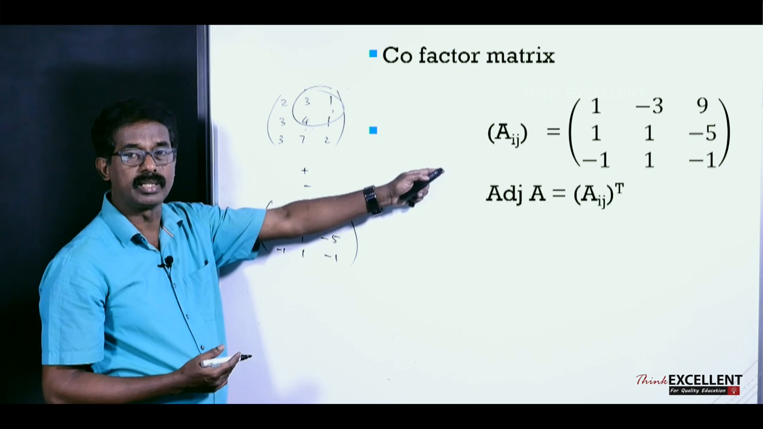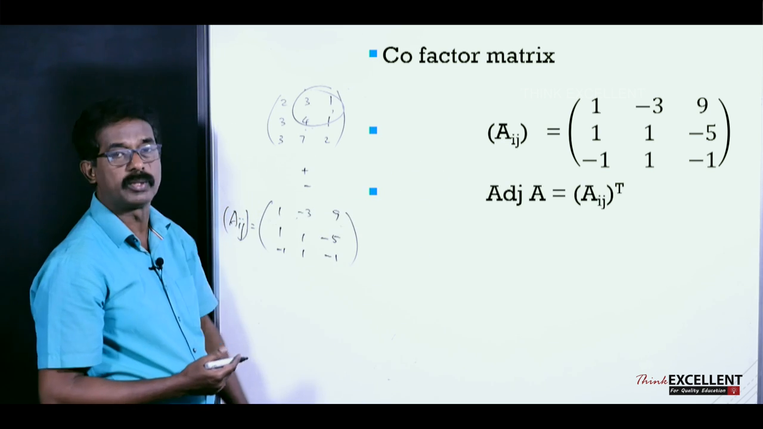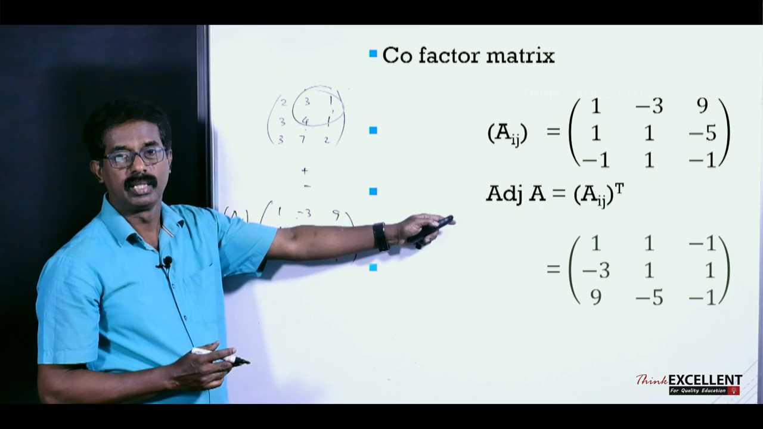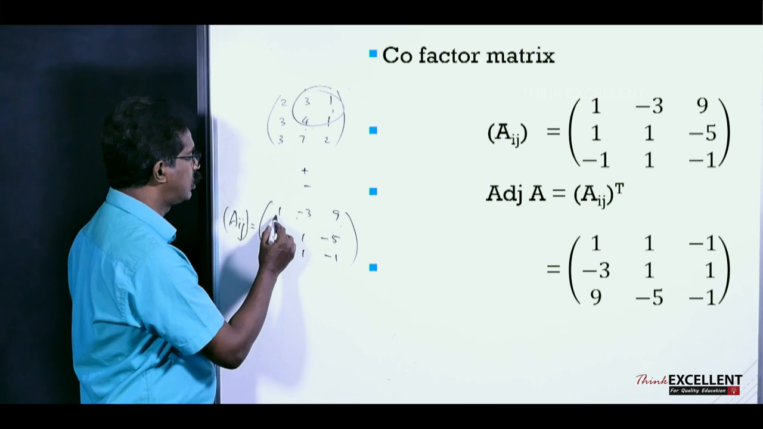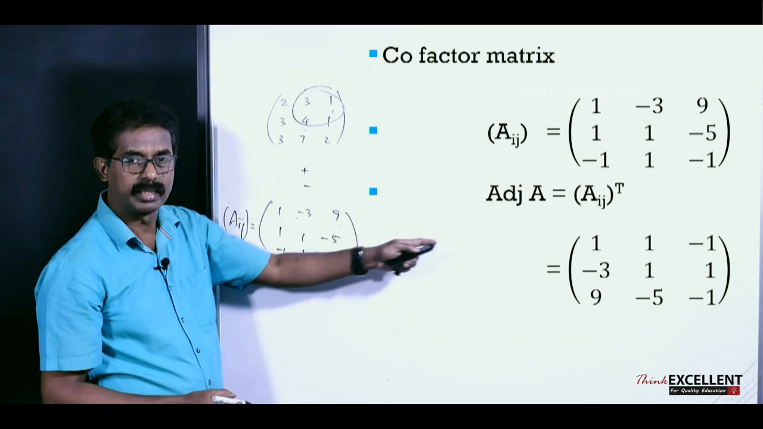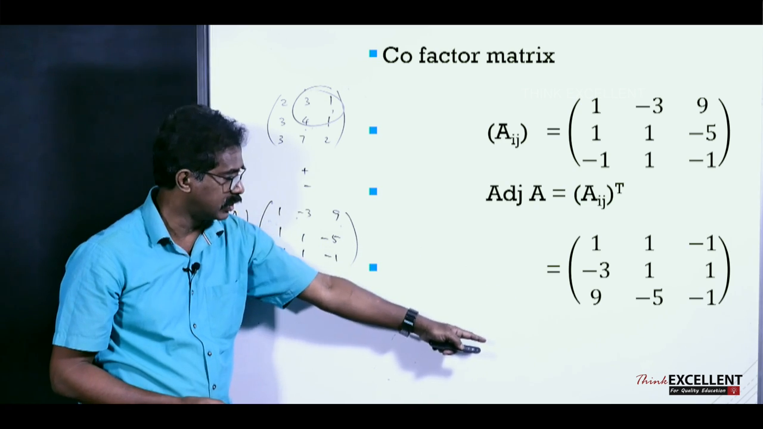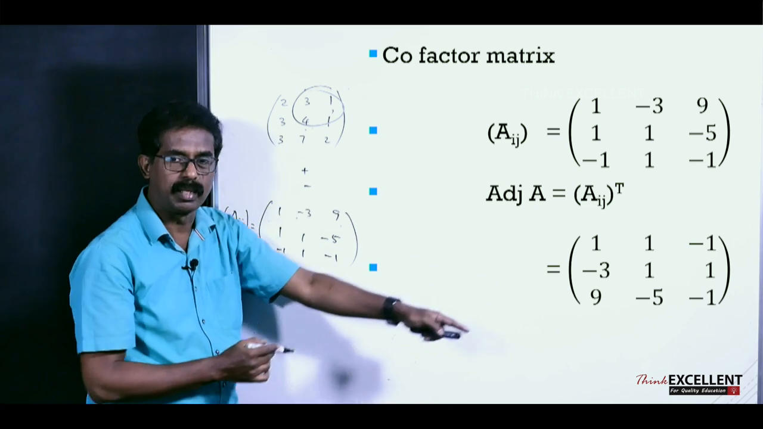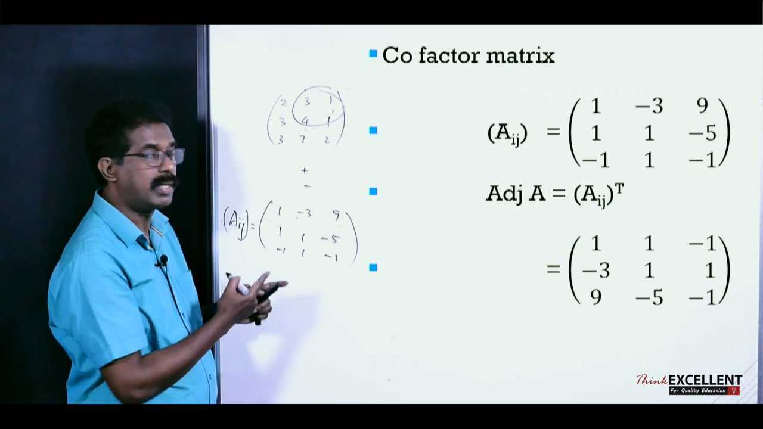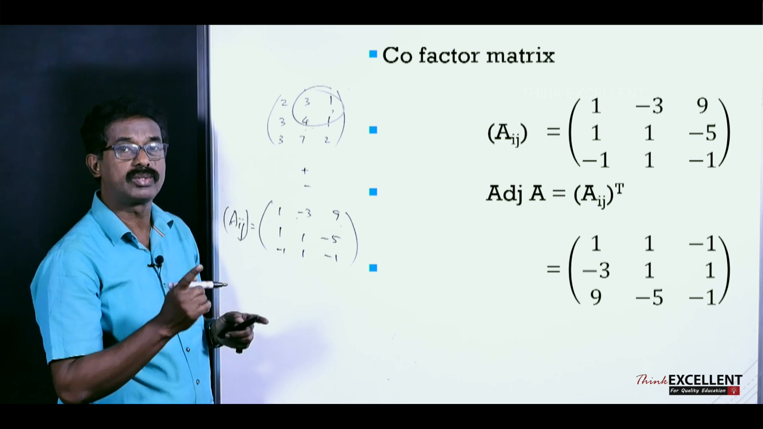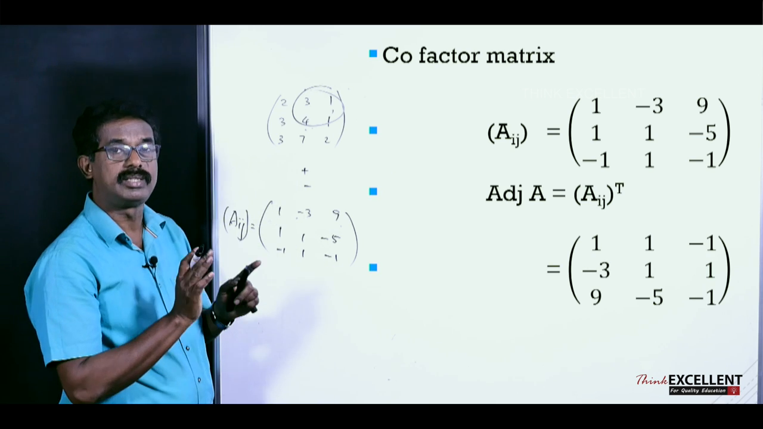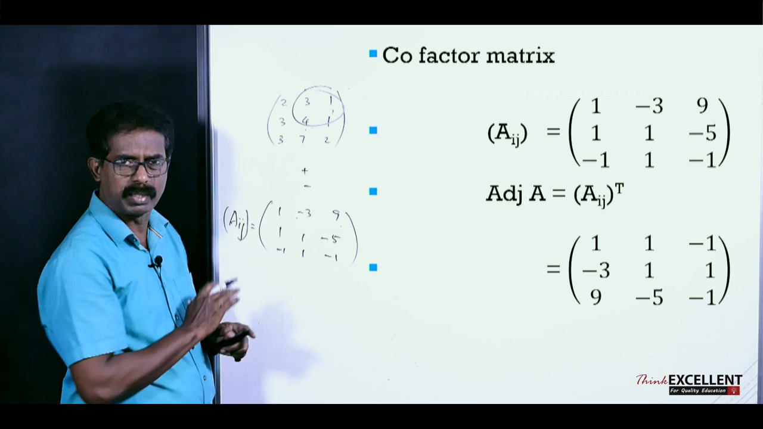Now adjoint A is equal to Aij transpose. Aij stands for the cofactor matrix, and we take its transpose. So take the transpose. First row, write as first column, right? 1, minus 3, 9. That you have written here. 1, minus 3, 9. First column. Second row, second column. Third row, third column. And this is adjoint A. But sometimes they'll ask you to find adjoint A only. You stop here. Find the adjoint A only. So no need to find even the determinant, right?